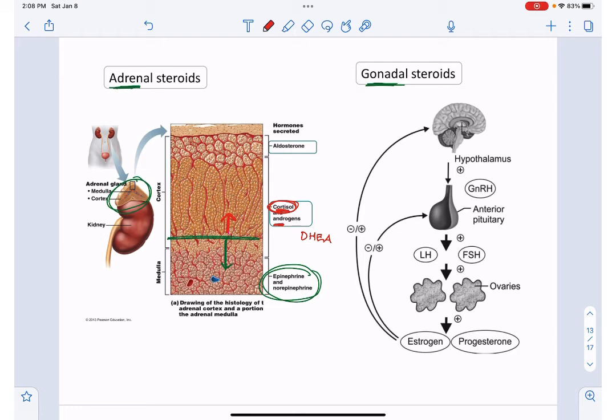And another important steroid it's going to produce is aldosterone. And aldosterone is going to be responsible for regulating sodium balance in the blood. And it has a direct impact on blood pressure. And it's also going to be a part of the long-term stress response. So both aldosterone and cortisol are going to be part of the long-term stress response.